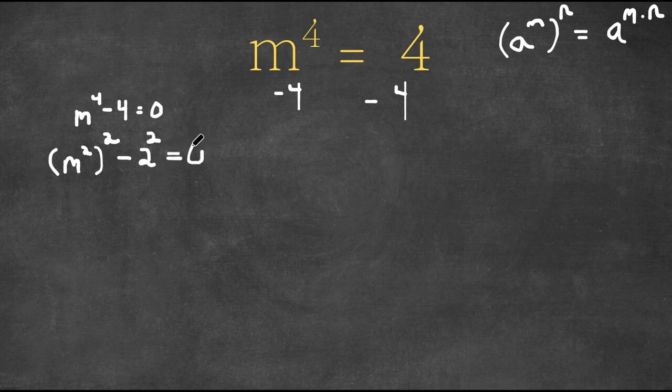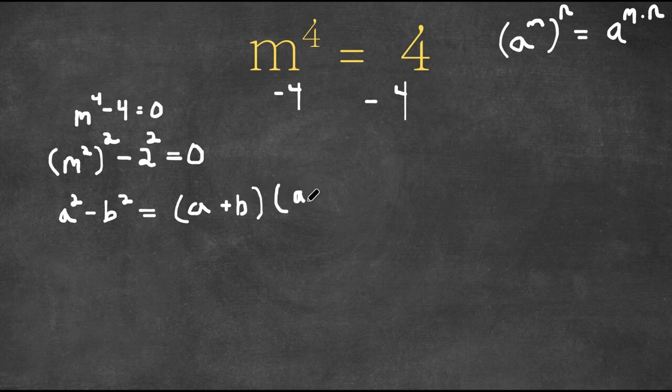Now, if we have something in the form a squared minus b squared, this is actually equal to a plus b times a minus b. So in this case, a squared, well, a would be m squared, and b would be 2.